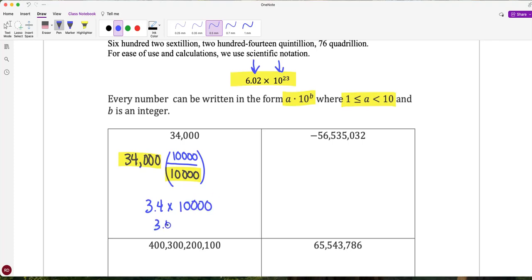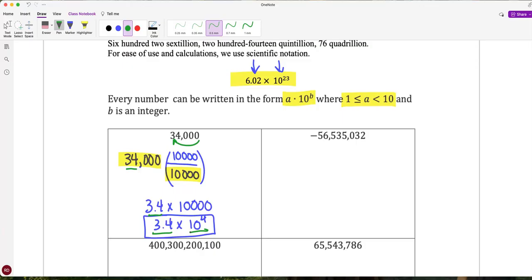or 3.4 times 10 to the 4th. So this is the number in scientific notation. It's a number between 1 and 10 multiplied by a power of 10. One way to think about it is, in order to get from 34,000 to 3.4, I had to move the decimal place 4 places to the left. So this is making that number smaller by 4 decimal places, and this is making it larger by 4 decimal places.